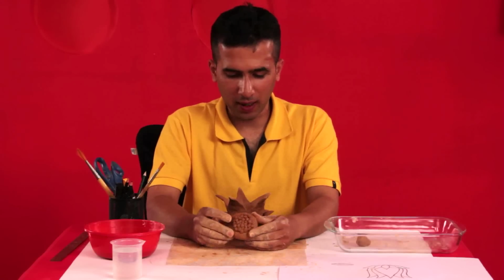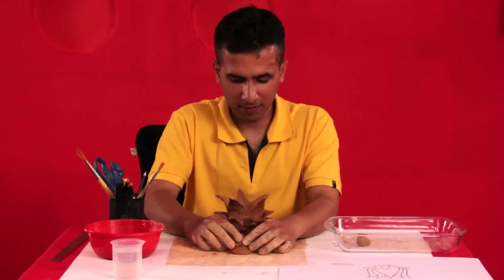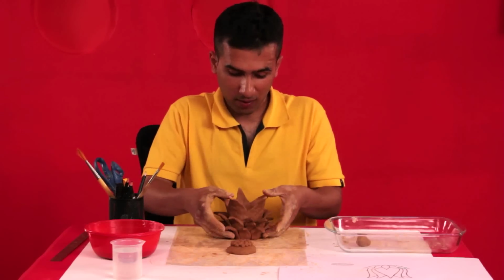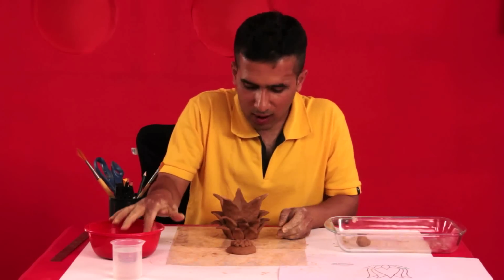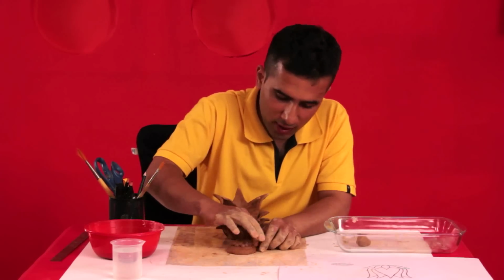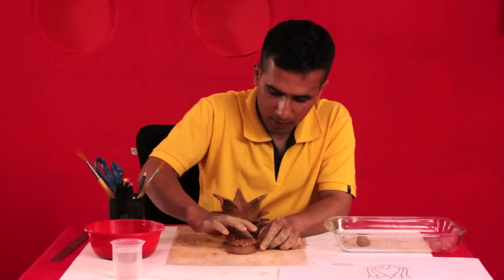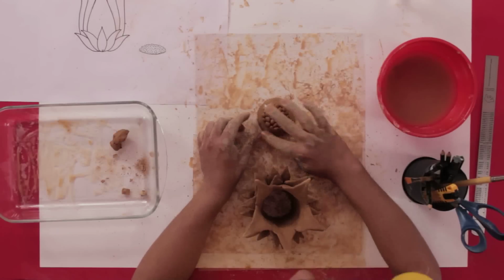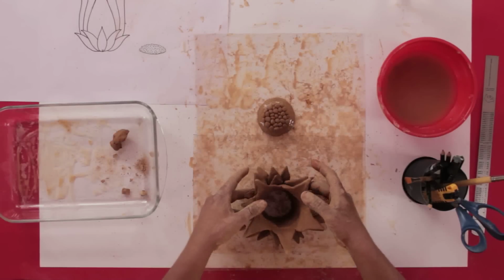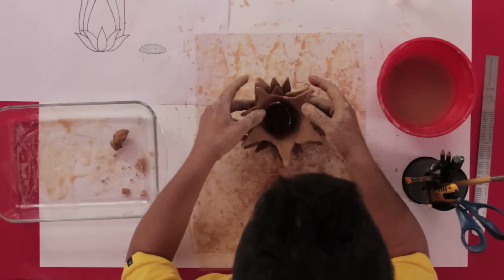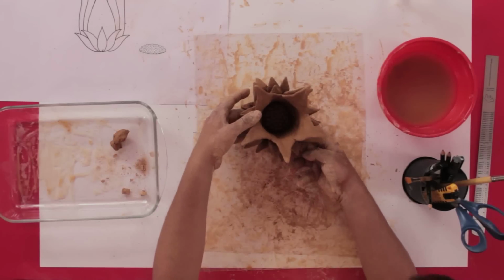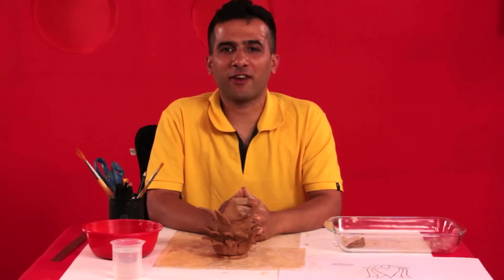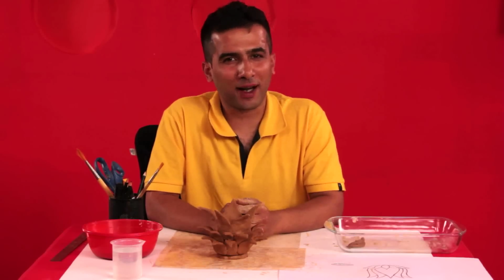So now my base cap is ready, as you can see. All I have to do is pick this up and fit it on this. Just before doing that, let me put some water to seal it up. This will help clay to stick with clay. And here we go. From the sides you can seal it. And now for the final touch, I'll give a little texture to the petals.